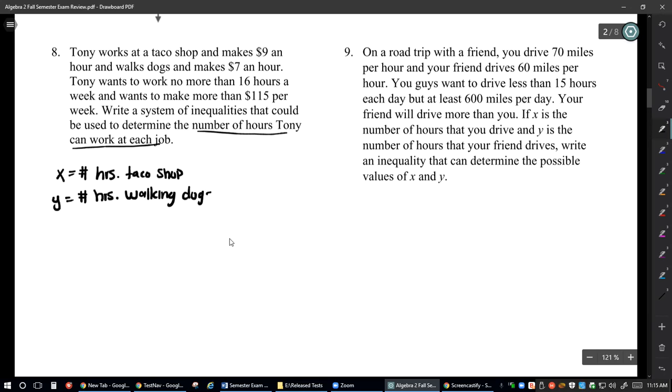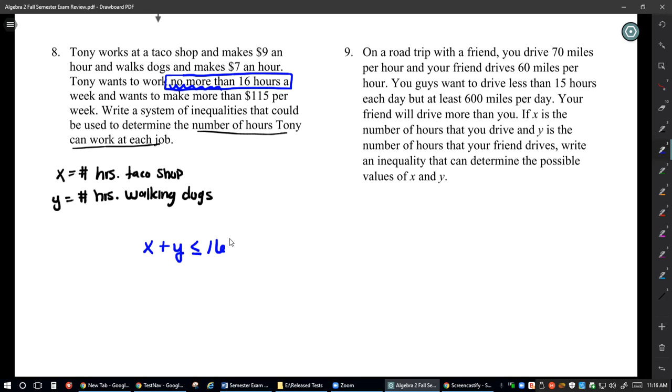And so again, we're going to start this the same way we did earlier. Look for totals. So I see that he wants to work no more than 16 hours a week. So that's a total. Well, 16 hours has nothing to do with money. So this is simply the number of hours at the taco shop plus the number of hours walking dogs. Now, no more than, that's going to be a less than or equal to. He wants to work basically 16 hours or less, not higher than 16.